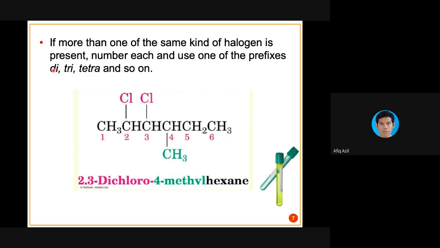So di stands for 2, tri is 3, tetra is 4, 5 is penta, and then so on. 6 will be hexa, 7 will be hepta. So if something like this, the numbering will be 1, 2, 3, 4, 5, 6. Okay, so this chlorine will be at number 2 and 3 respectively.